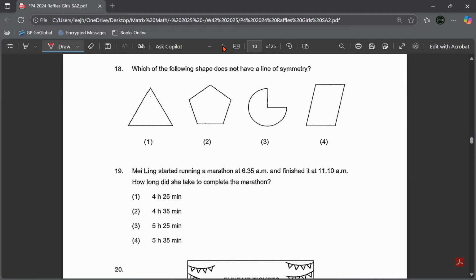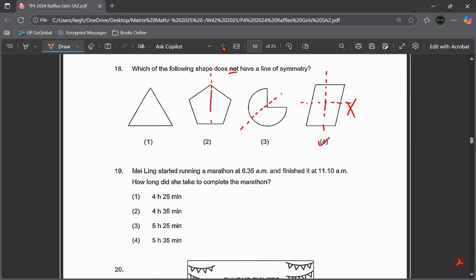Which of the following shapes does not have a line of symmetry? So if you look carefully, it's actually number 4. You cannot have any line of symmetry. Even if you cut this, it's not equal, or you cut this way, it's not equal. This one you can cut, this is equal. This one has many ways, correct?